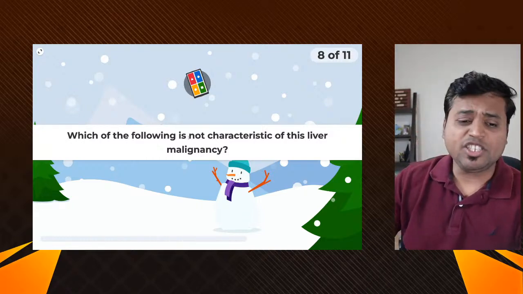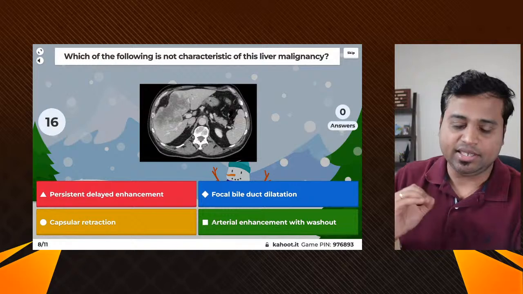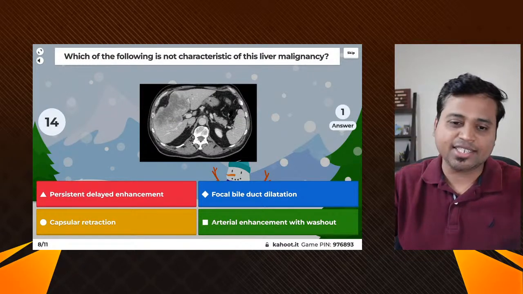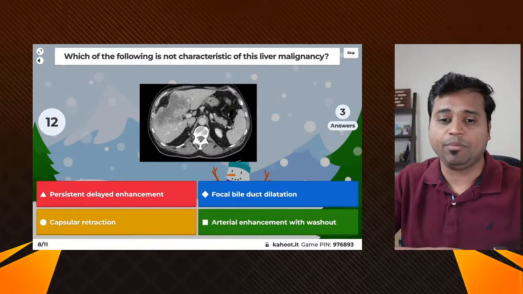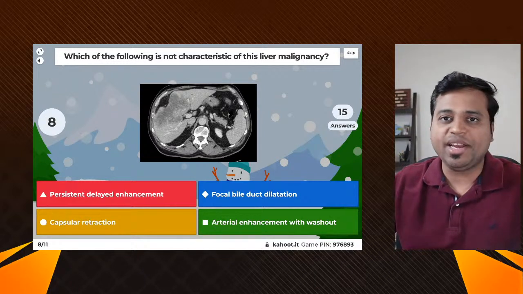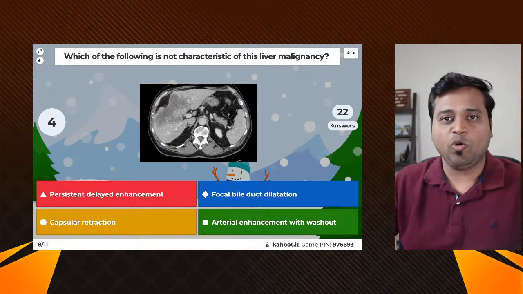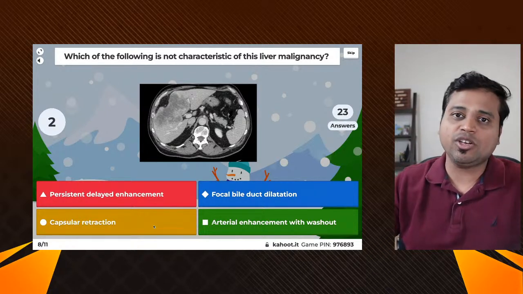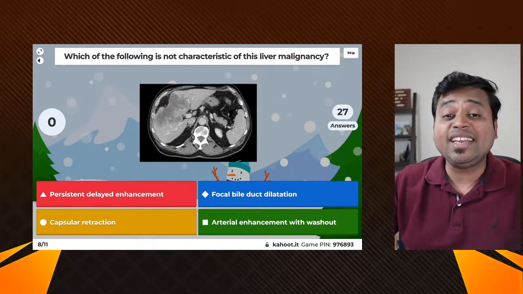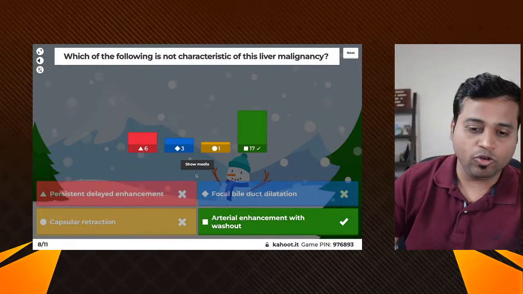So next question, which of the following is not characteristic of this liver malignancy? So we have an axial CT at the level of the upper abdomen. There's a large liver lesion, heterogeneous with lobulated margins. Is it persistent delayed enhancement? Is it focal bile duct dilatation? Is it capsular retraction? Or is it arterial enhancement with washout? Excellent. Most of you got this one correct.